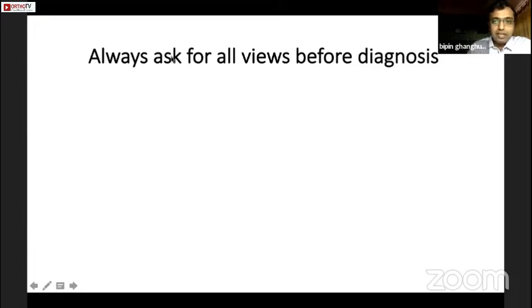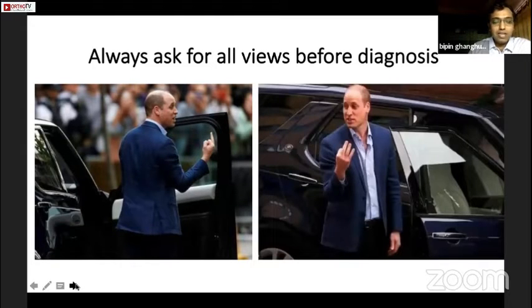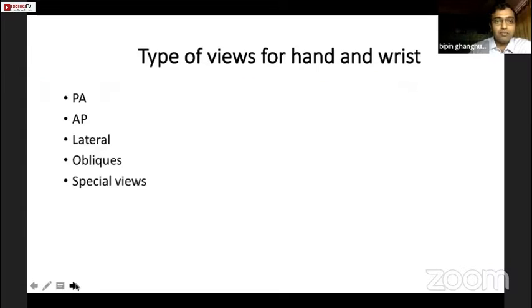Whenever we think about diagnosis, always ask for all the views. Now, if you see this picture of the prince, he is abusing someone. However, if you take a proper AP view, he is asking someone something. So these are the importance of AP and lateral views. What types of views do we need to take into consideration? The types of views we need to take into consideration are PA view, AP view, lateral view, and oblique views, which are all special views.